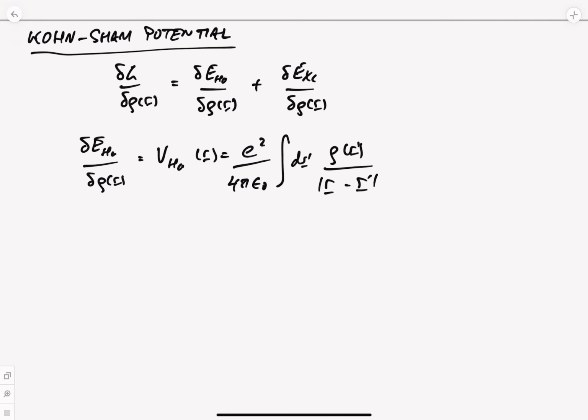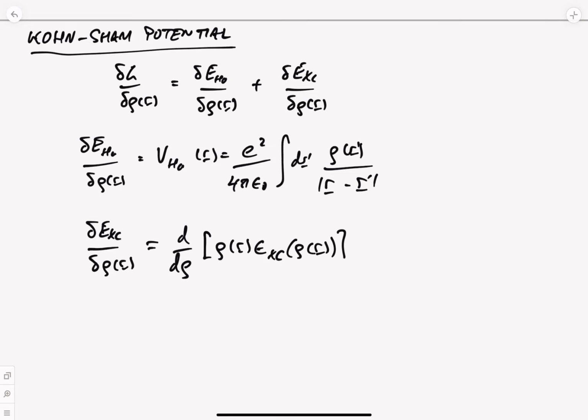The exchange correlation term, delta EXC, will depend on what functional you are using for the exchange correlation. For the LDA, it can be defined as follows. It's d by d rho of rho of r epsilon xc of rho of r. And then, depending on the form of that term, the derivative will change. But overall, we can define that as being the potential Vxc of r.